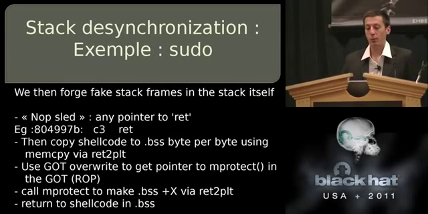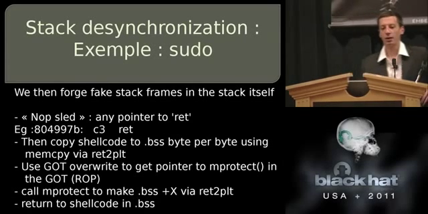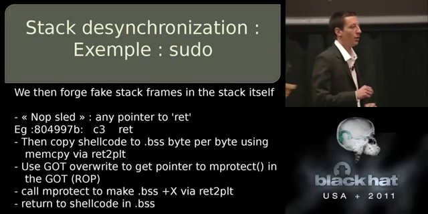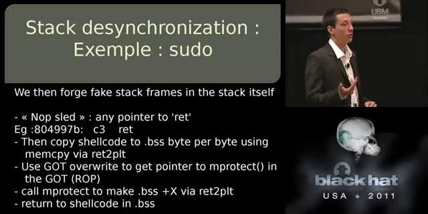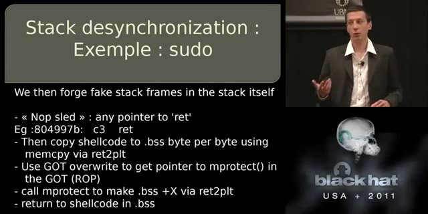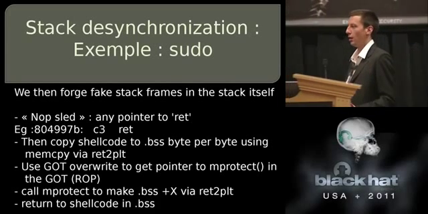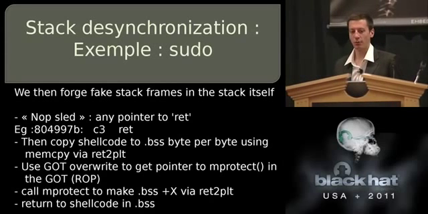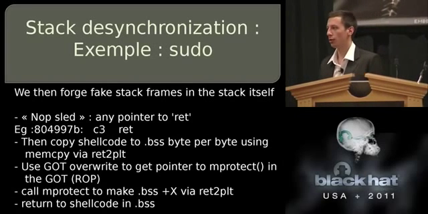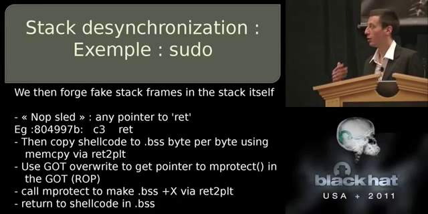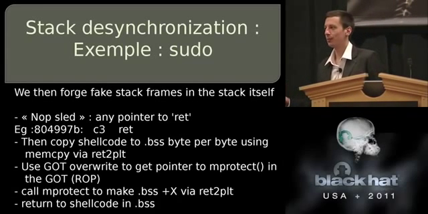Okay, then we face a problem. We can copy the whole shellcode inside the BSS section. Thing is, it's not executable. And to turn it into executable, we would like to call mprotect. Mprotect is not part of the functions that sudo would normally call. So there is no GOT entry for mprotect.